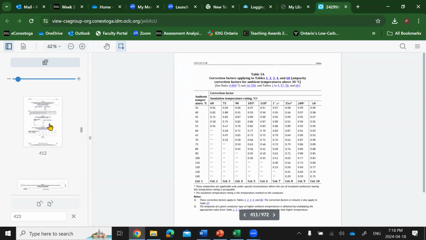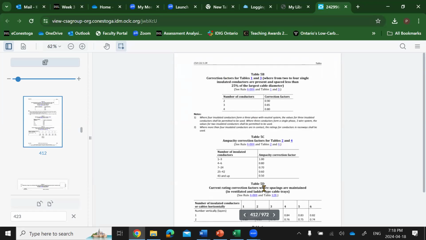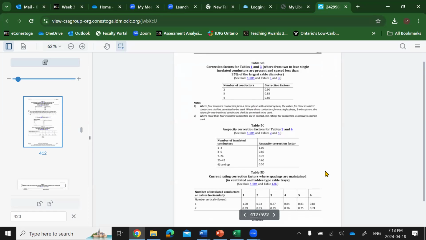Let's look at the other derating tables, 5B, 5C, and 5D. For example, let's look at table 5C. It says, hey, what if I have 25 to 42 conductors? I'm going to have to reduce that ampacity by 0.6, which is like divide by 0.6, which is increasing that ampacity so that it's a larger size that can handle basically this problem that we have set at it.